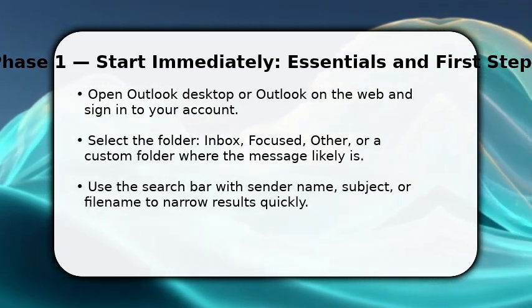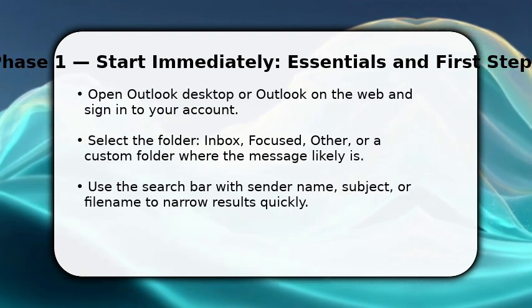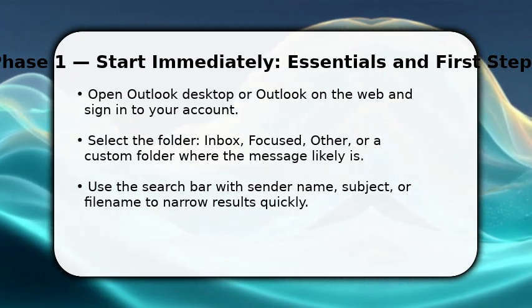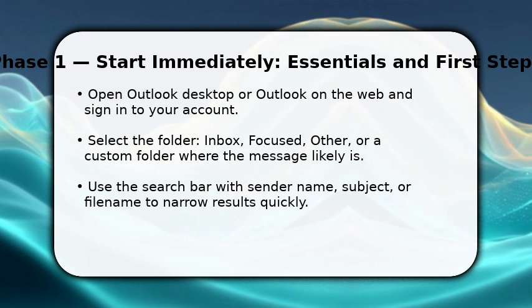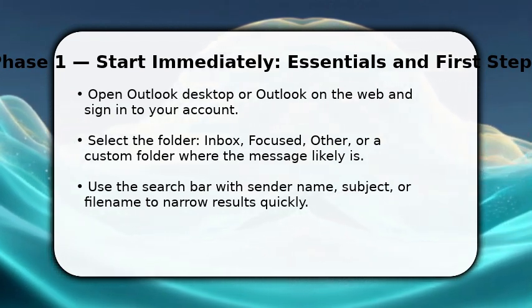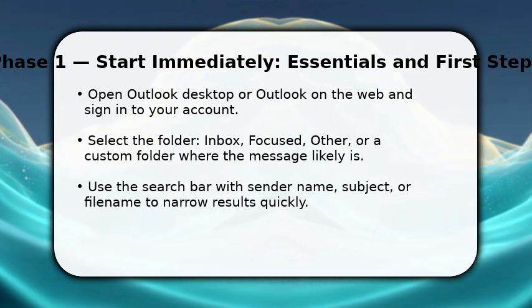Use the search field at the top and type a sender, subject keyword, or the attachment file name. This filters results fast. Make sure to clear any date filters, then press enter. If you know the file type, add attachment PDF or file name, invoice to refine results further.